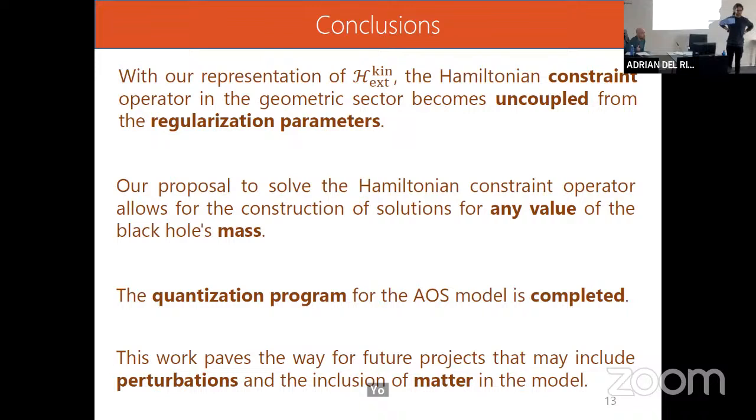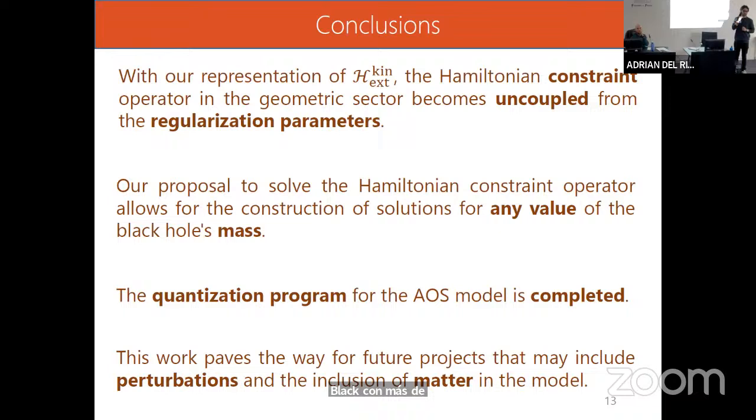Yeah, that's a good question. So in our work, we define that the mass spectrum of the black hole must be continuous to have a better transition between the semi-classical limit and the quantum behavior. However, other works advocate for a discrete spectrum. So the sentence means that if we consider a continuous spectrum for the black hole mass, we maintain all the values for the mass of the black hole.